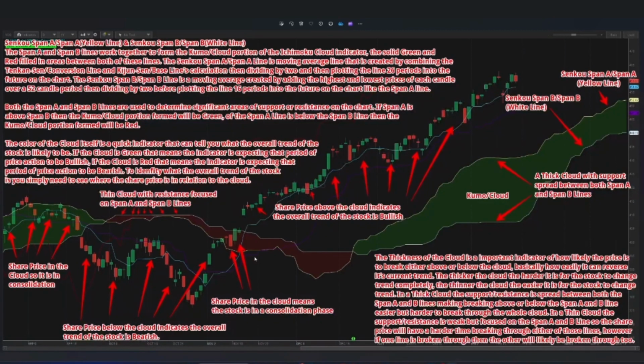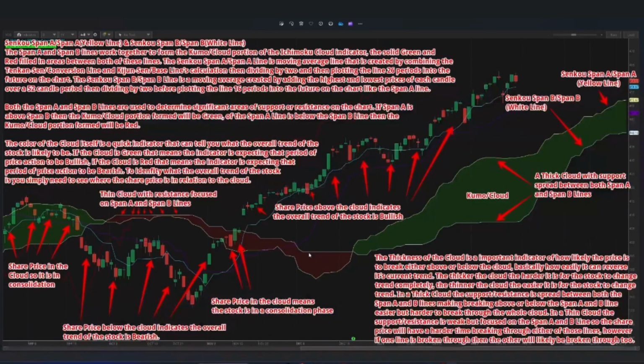Now, the formation of the Span A line and the Span B line are pretty simple. The Span A line is basically a combination of the Tenkan conversion line and the Kijun base line's calculations. Add them together and then divide by 2, and then you plot this line 26 periods into the future of the chart. And then you take the Span B line, which is also a midpoint calculation.